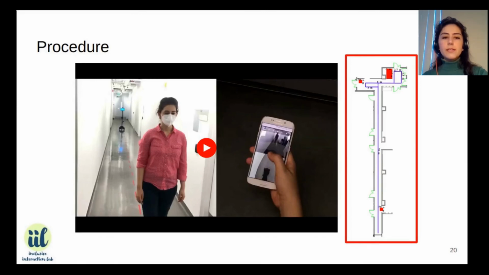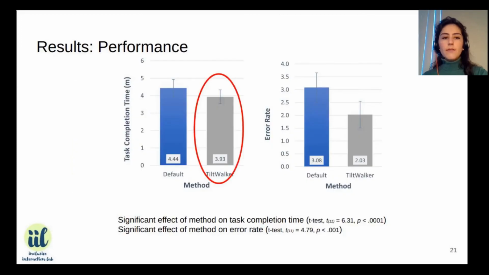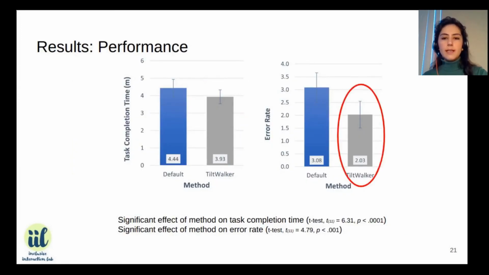We recorded the same performance metrics as the previous user study. The only difference was that this time, instead of deviation from a straight line, a distance less than 0.5 meter from the person was considered an error. The average task completion time and error rate for TiltWalker was less than the default method, and the effects were statistically significant.